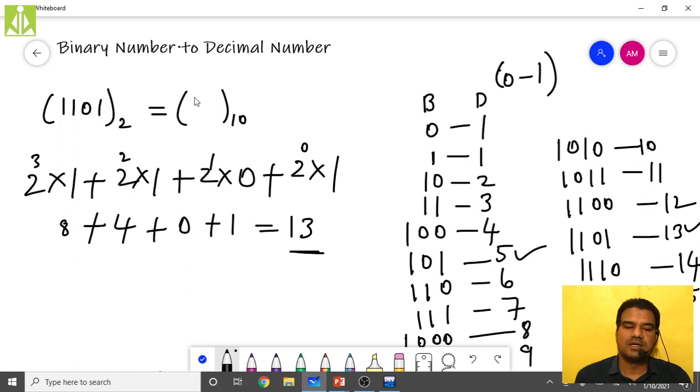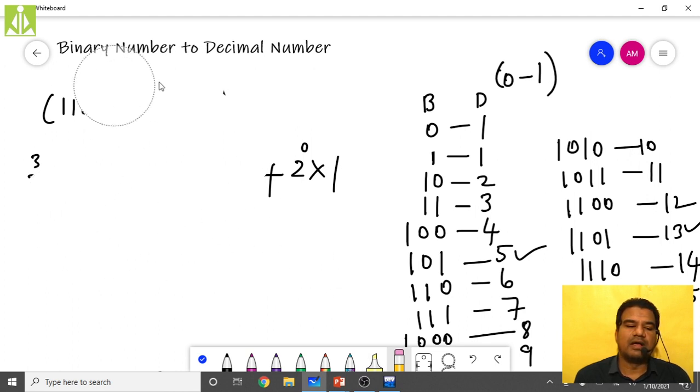So like this, 13 is the decimal equivalent for 1101 in binary form. Binary 1101 will be 13 in decimal. Next, we take a random binary number and see what the equivalent will be.